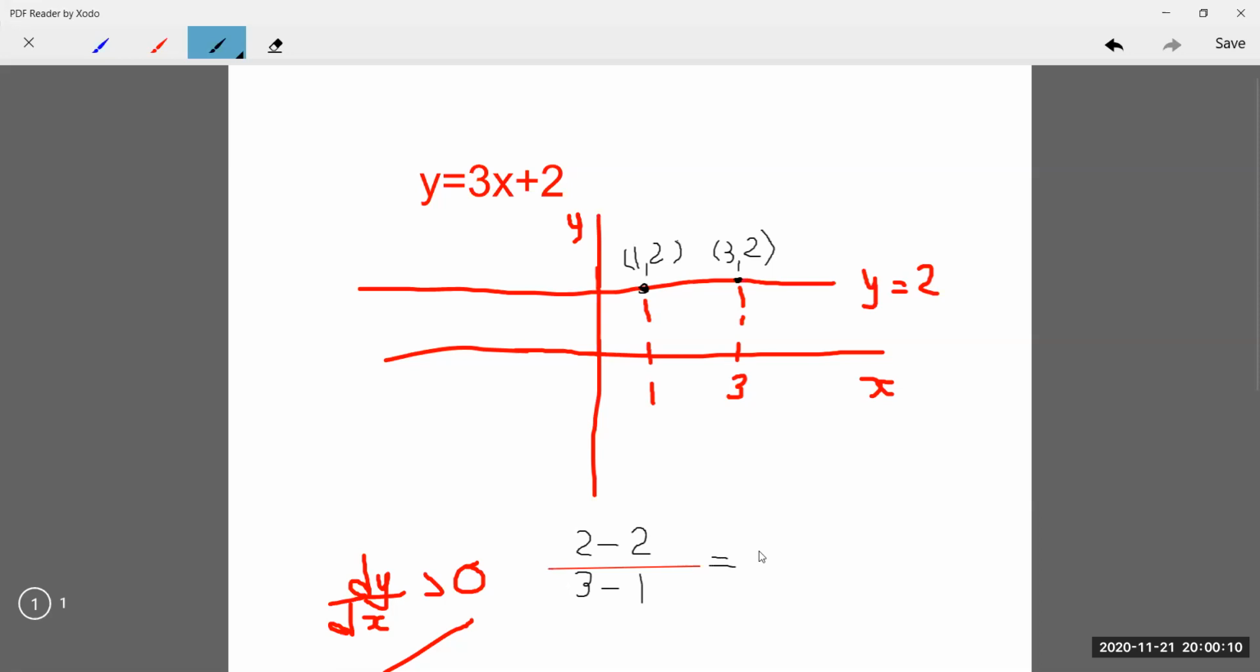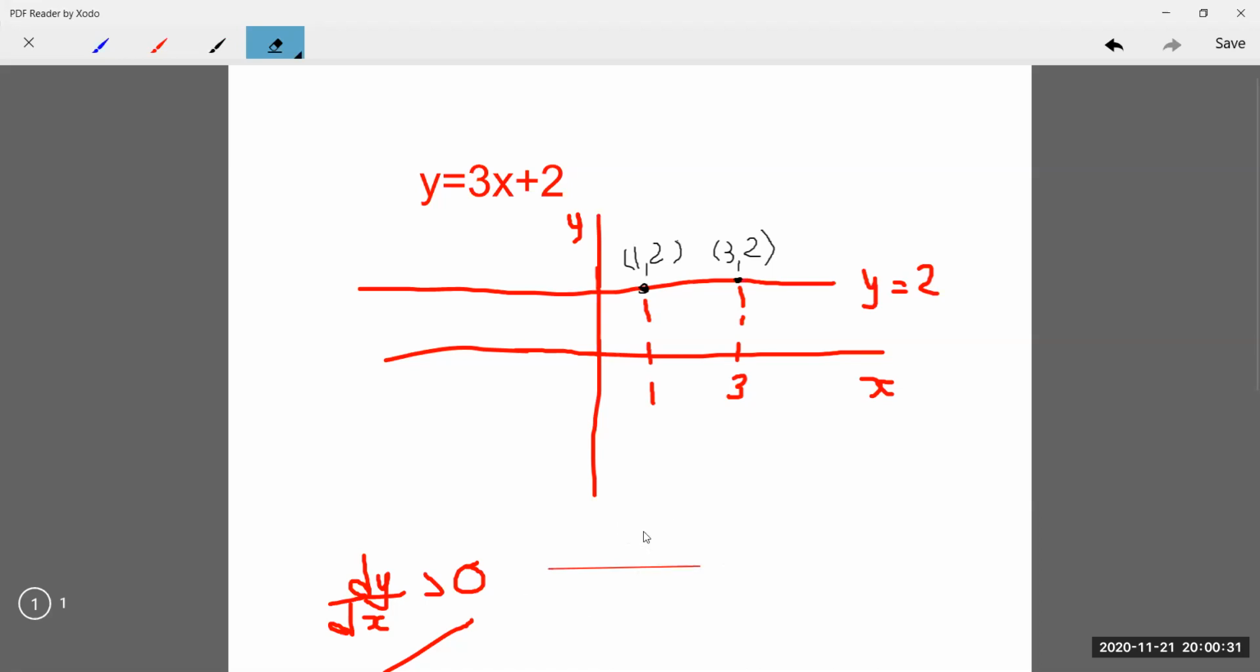0 over 0. 2. 0 over 2, which is 0, don't it? 0. 0 over anything is 0. So what's the gradient of any horizontal line? 0. All right, why is it 0? Even without calculating it, tell me why the gradient of any horizontal line is 0.